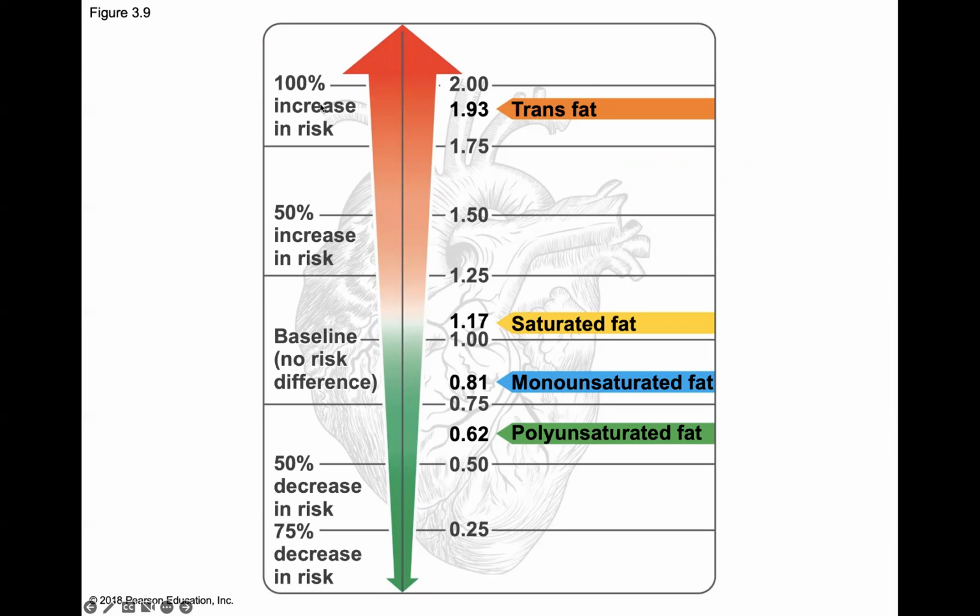The risk of heart disease and other factors significantly increase as you increase the amount of trans fat that you consume. At the baseline level, saturated fats are going to be at normal or no risk difference, where polyunsaturated and monounsaturated fats are going to help reduce your risk of heart disease and other health complications. So we want to try and consume these polyunsaturated and monounsaturated fats.